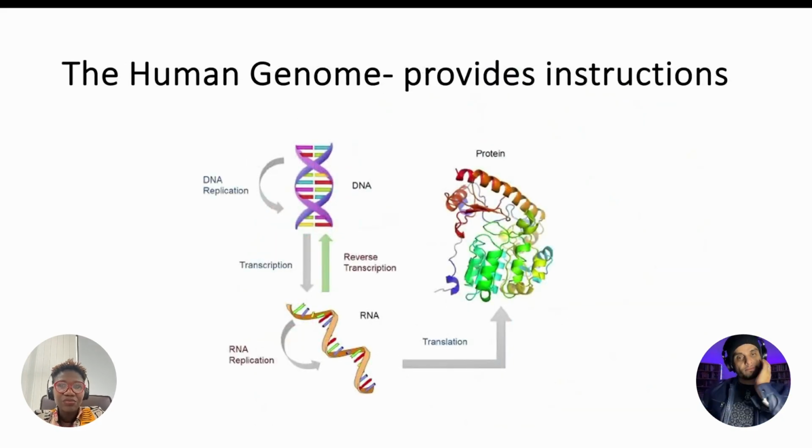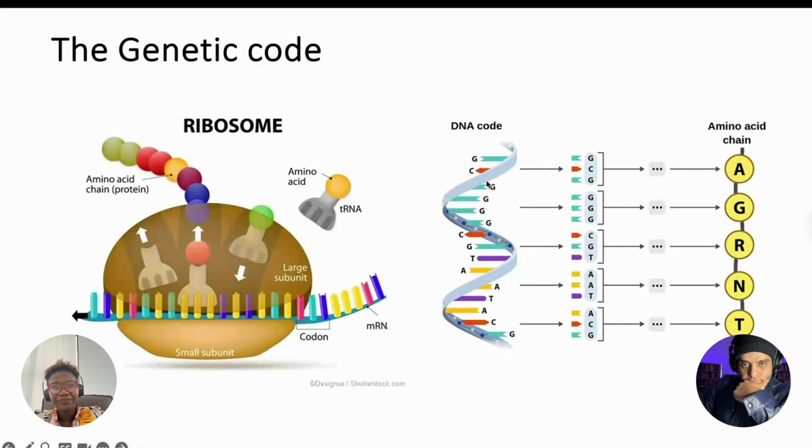Now, what does it do? It provides instruction. In a very simplified way, you have the DNA, it's transcribed into RNA, like a copy of one strand, and then it's translated into the protein. So, how is it even translated?